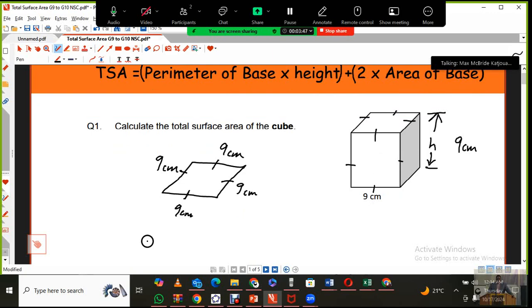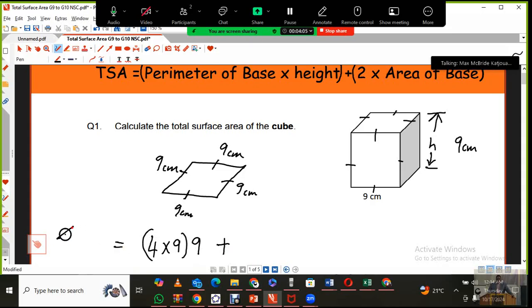All right, so the way this formula works, we find the perimeter of the base. So the perimeter of the base is, since there are 4, we say 4 times 9. So it's like 9 plus 9 plus 9 plus 9, 4 of them. Then we multiply with the height. The height has to be 9. Are we together?